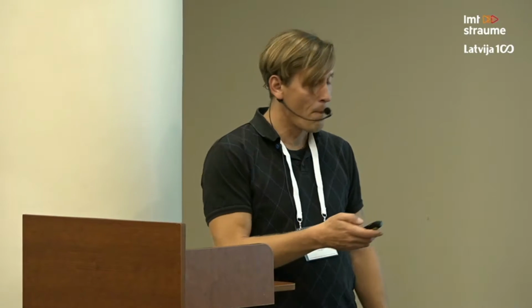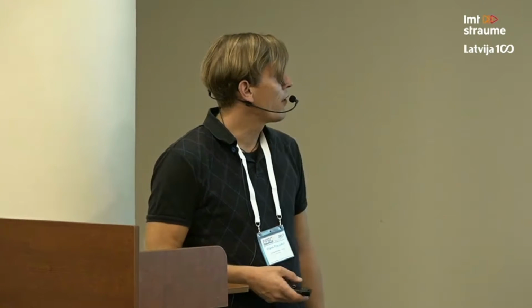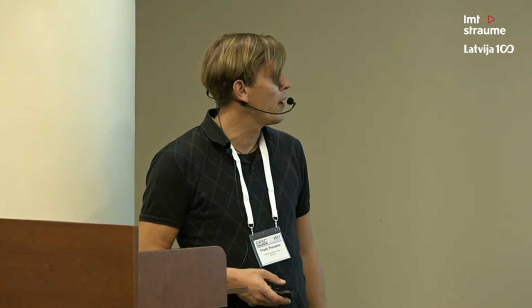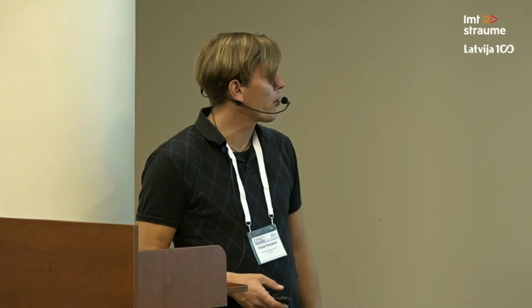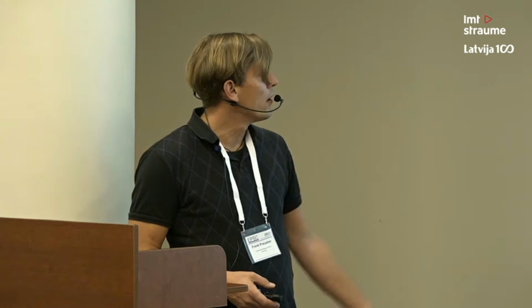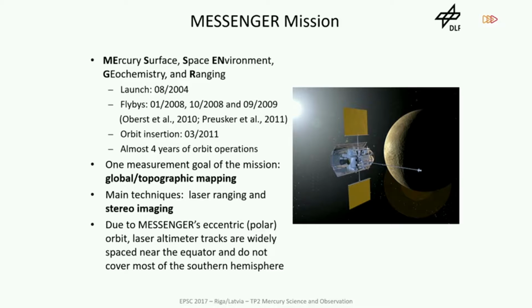I will start this session with the topography of Mercury. Start with the basics. I'm talking about MESSENGER data. MESSENGER was launched in 2004. We had flybys in 2008, two of them, and in 2009. We already did something for topography with flyby data. You can see it in the Oberst et al. paper 2010 and Preusker et al. paper in 2011. Then we had an orbit insertion in 2011, and then we had almost 4 years of orbit operation.